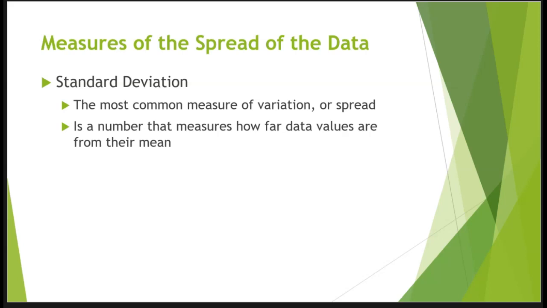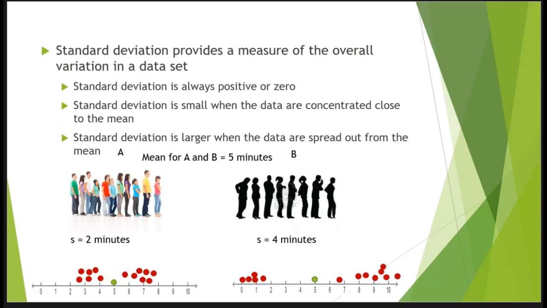In this video, we're going to cover the measures of the spread of the data. The most common measure of variation or spread is called the standard deviation. It's a number that measures how far the data values are from the mean. The standard deviation provides a measure of the overall variation in our data set.